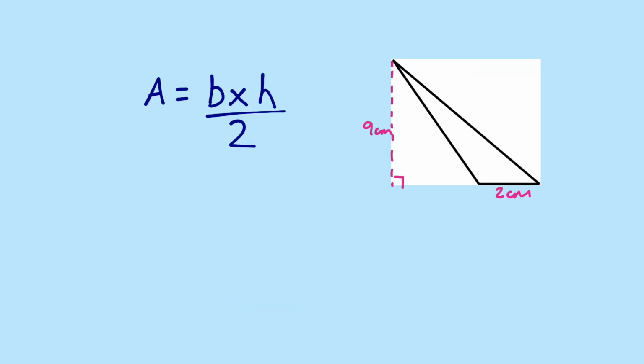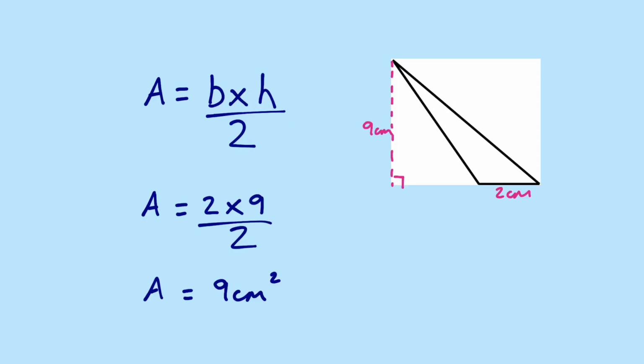Here's one more example. So again, we have our base of 2 centimeters, the height of the triangle from the very top straight down to the bottom, creating a right angle, is 9 centimeters. So with those values, we get 2 multiplied by 9 divided by 2, which gives us the answer of 9 centimeters squared.